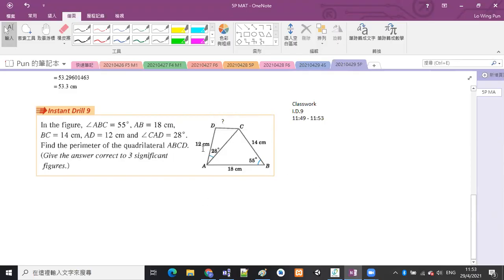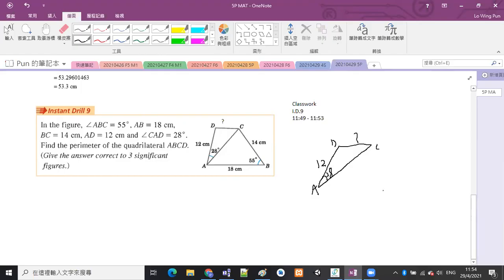In order to find the perimeter, DC belongs to triangle ADC. And in triangle ADC, we just have one length and one angle. We do not have three pieces of information yet. So we need an extra triangle to help us. So triangle ADC is here, and this is what we want to find. We have 12 cm and we have 28 degrees, and then we need one more piece of information.